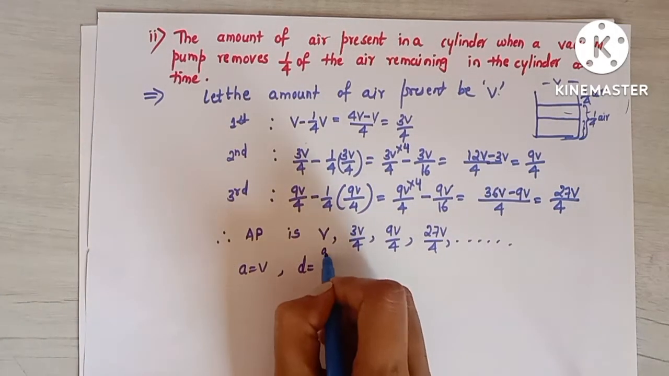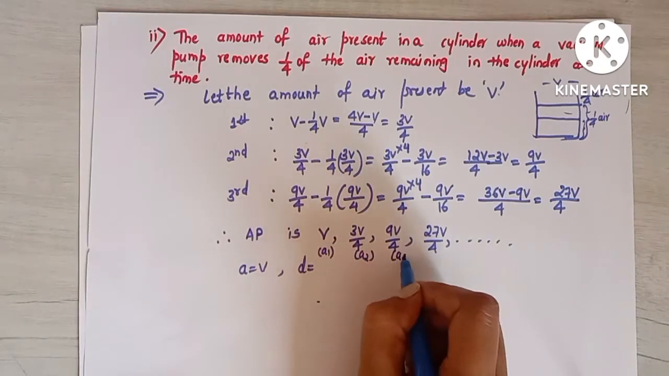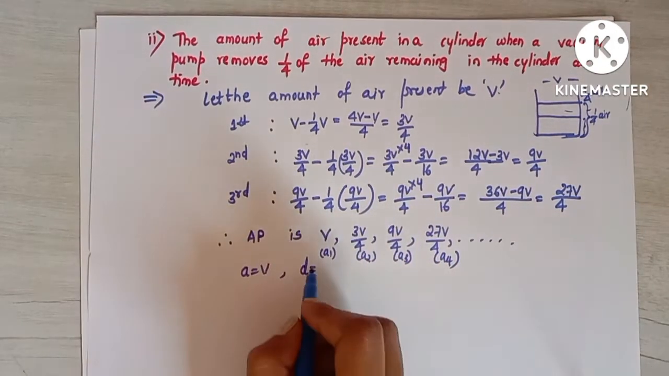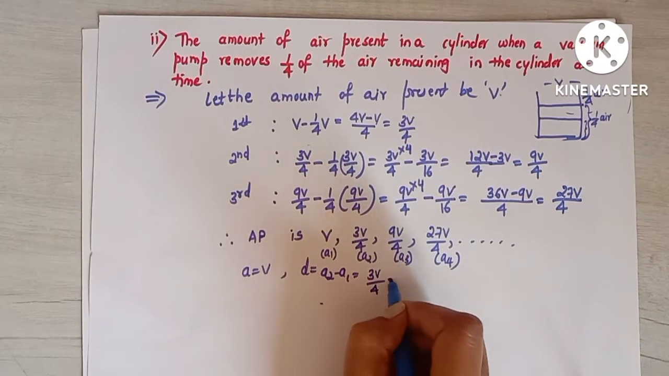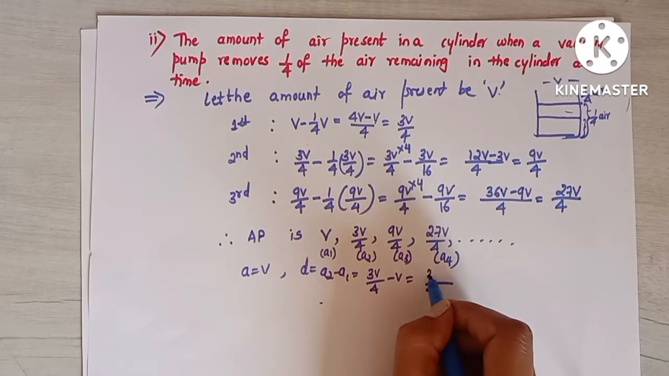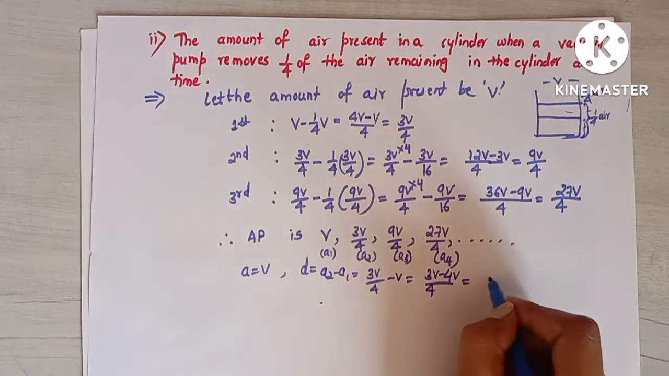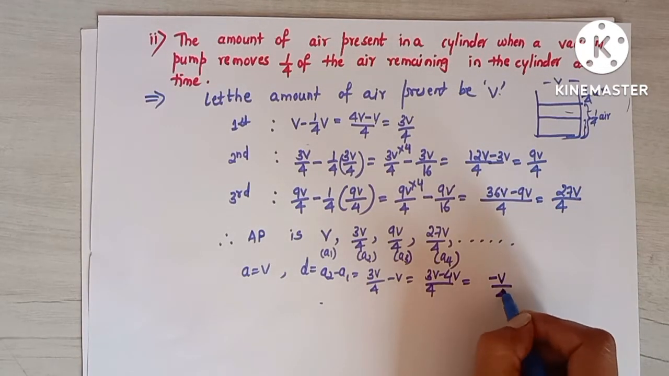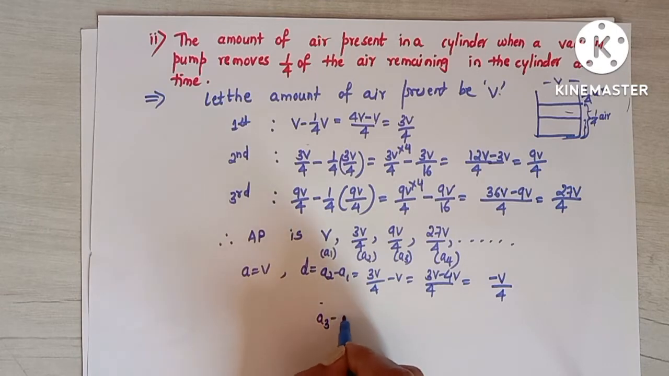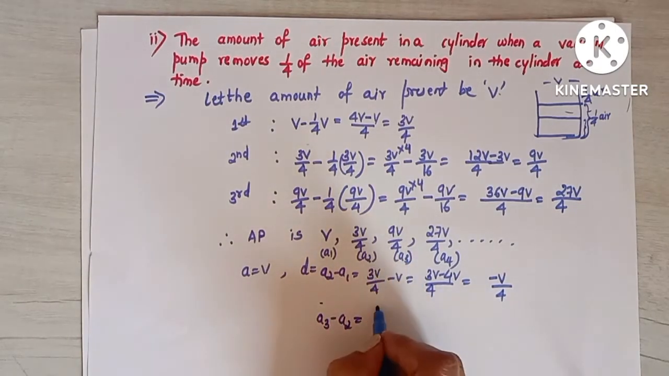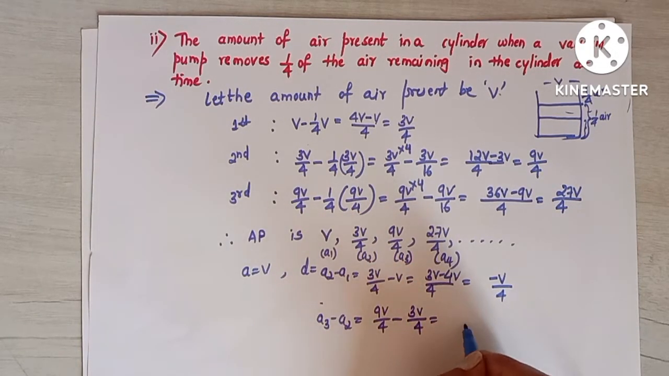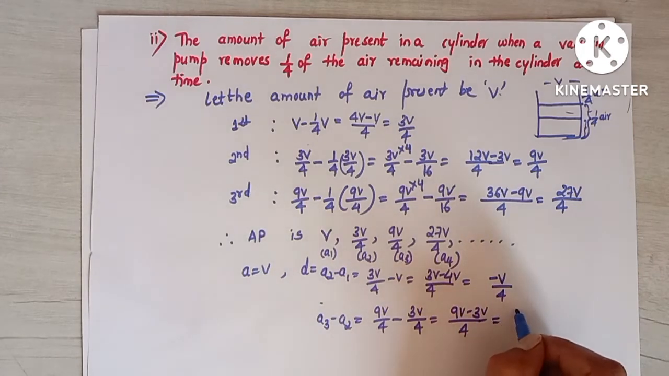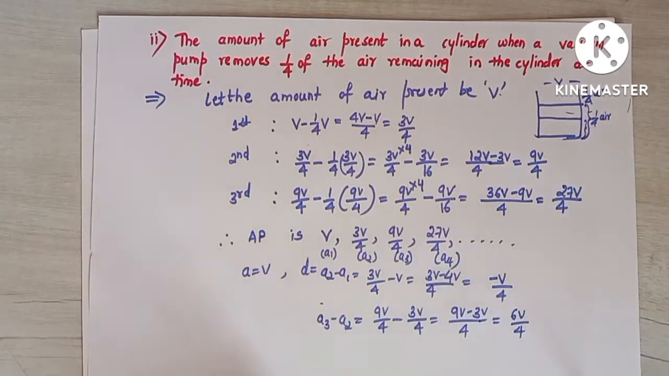So let us take it as A1, A2, A3, A4. So what is D? A2 minus A1. What is A2? 3V divided by 4 minus V. So the LCM is 4. This will be 3V minus 4V. So the answer is minus V divided by 4. Again A3 minus A2. What is A3? 9V divided by 4 minus 3V divided by 4. So the LCM is 4. This will be 9V minus 3V. So 9V minus 3V is 6V divided by 4.